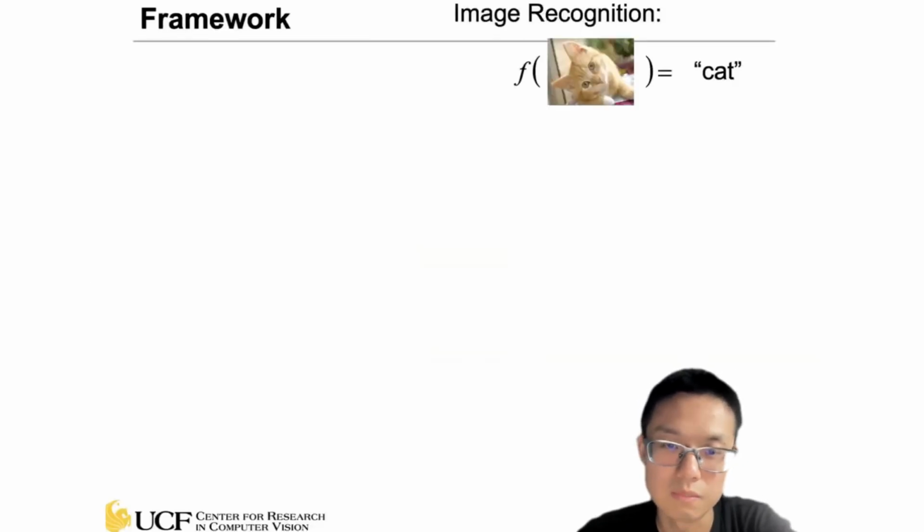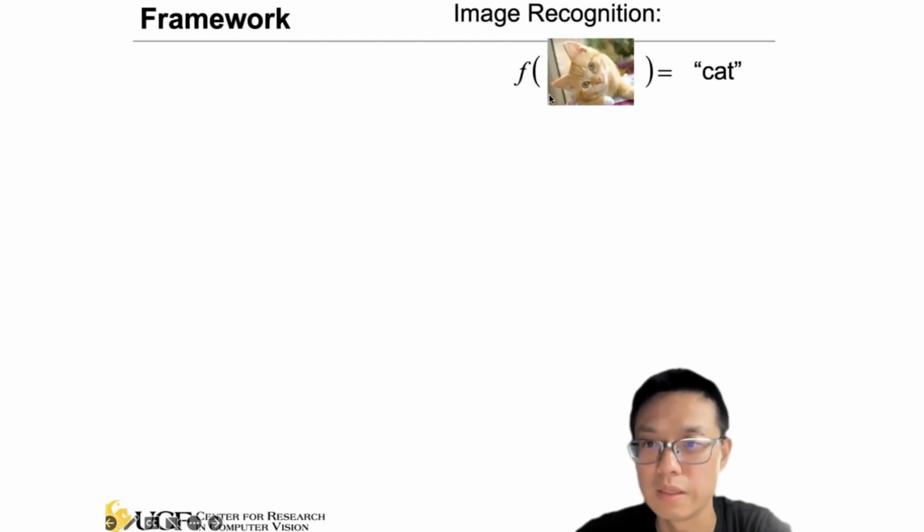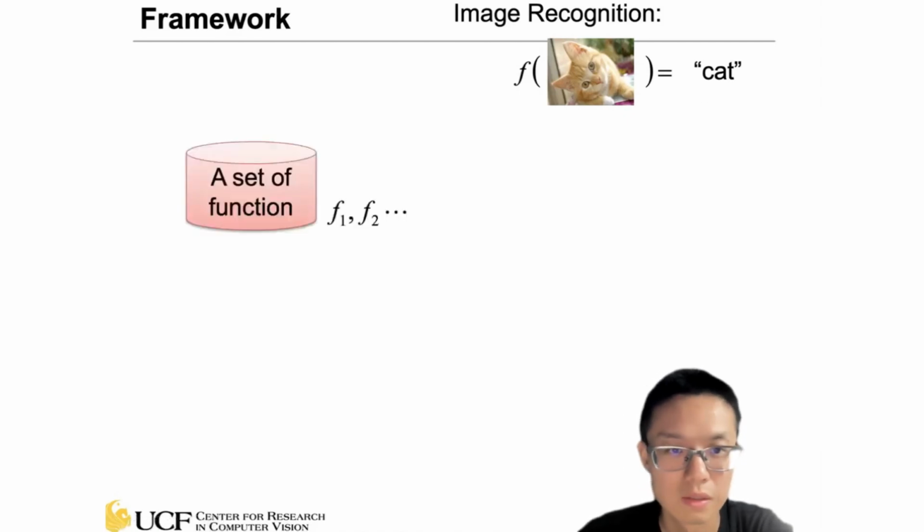So let's take a close look at the general framework of machine learning. Let's use image recognition as an example. You have an input image, then you want to find a mapping function, learned by the machine learning algorithm, to give out a prediction. It's a cat or dog or whatever.